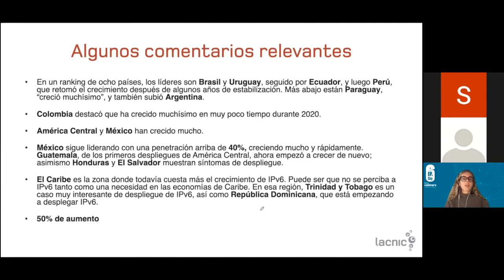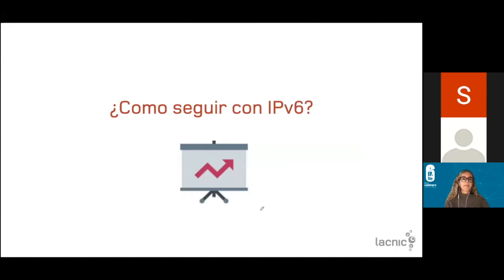Some relevant comments. In our region, it's led by Brazil and Uruguay, followed by Ecuador, Peru, and then Paraguay, Argentina. Those would be leading the IPv6 deployment ranking. Colombia has grown a lot. They have implemented from government, they have a decree for the implementation of IPv6. So many organizations had to deploy it. In Central America and Mexico, it grew a lot too. And in the Caribbean, they find it a bit harder, but Trinidad and Tobago is one of the countries where IPv6 is seen, and Dominican Republic.